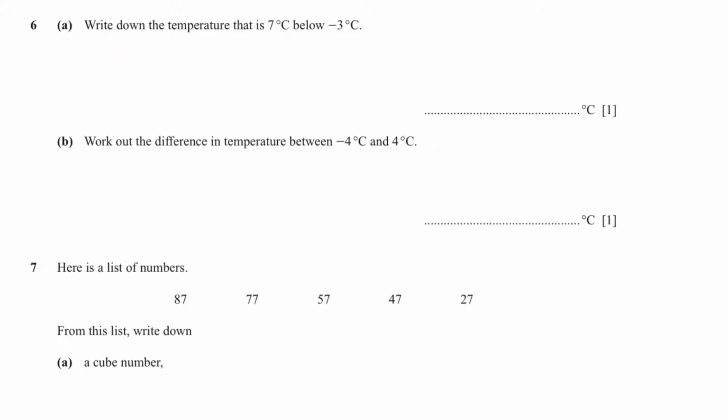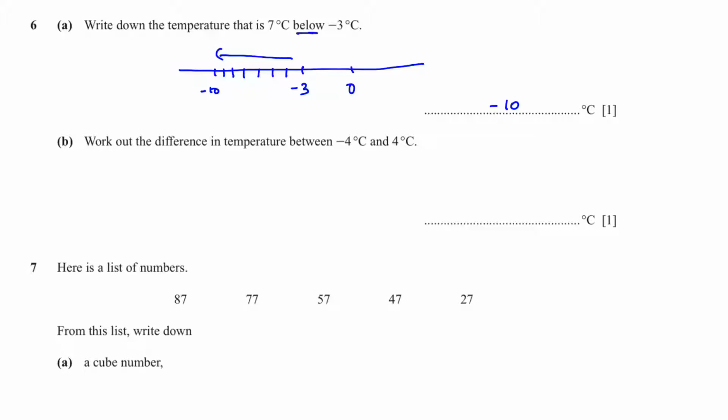Question number 6. Write down the temperature that is 7 degrees Celsius below negative 3 degrees Celsius. If you draw the number line, you will find it easy. This is our number line. 0, negative will be on the left hand side. So this is negative 3. And below means you move to the left side. So you're moving 7 degrees here. So negative 4, negative 5, negative 6, negative 7, negative 8, negative 9, and you will get negative 10 if you move 7 units to the left.